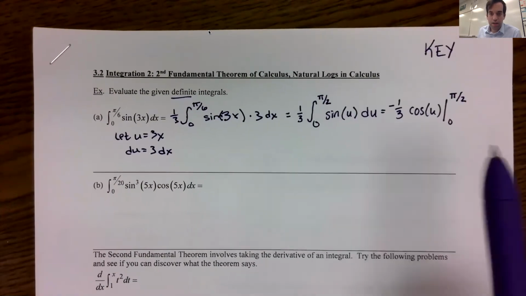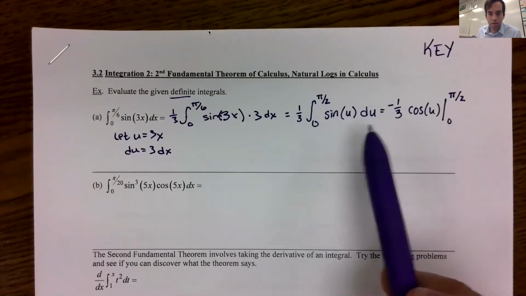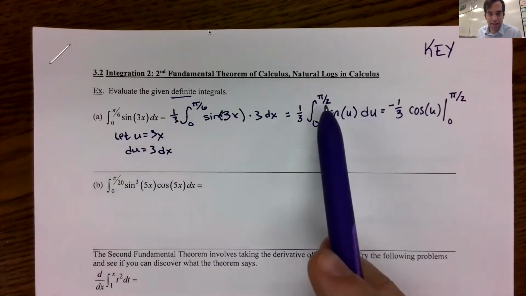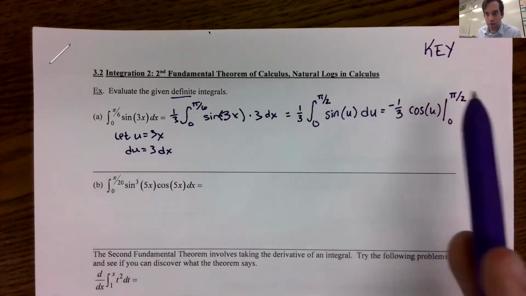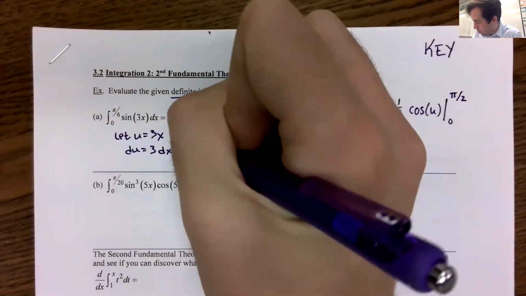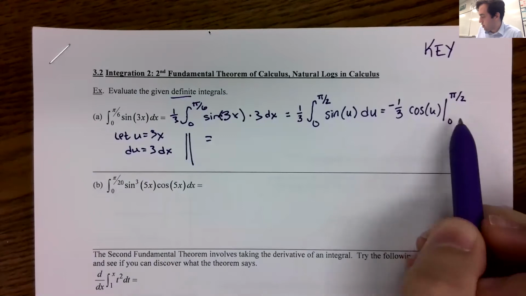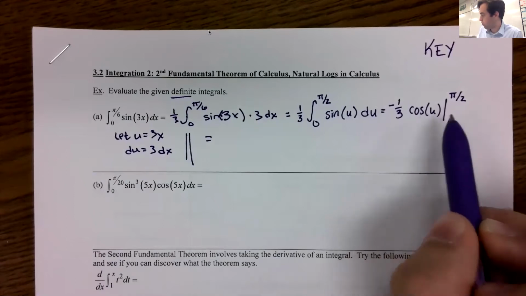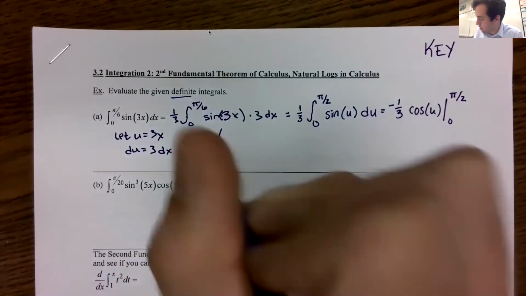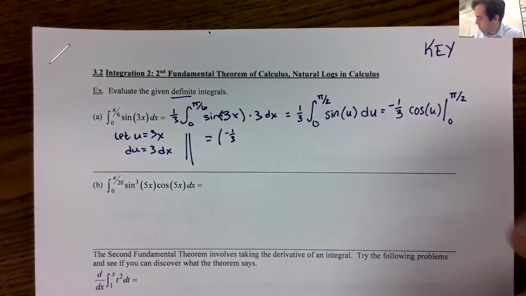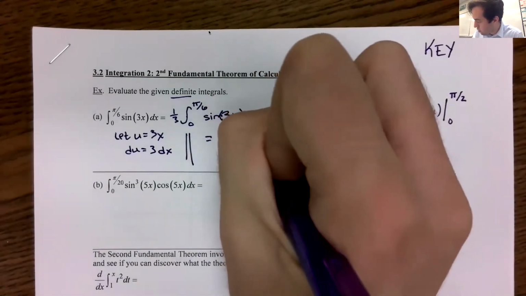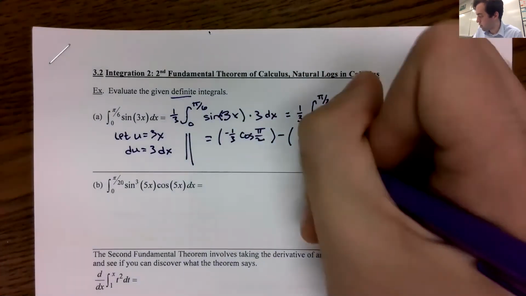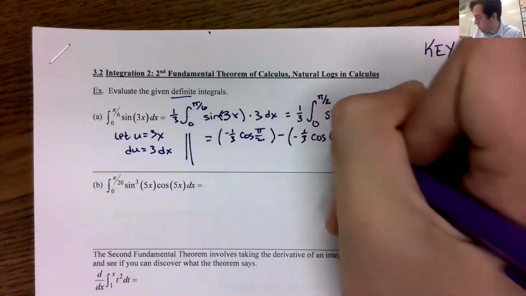And here's the cool thing about this. When we are evaluating u substitution and we have bounds, we have definite integrals, we don't need to change back to x. Now that we've already changed our endpoints, we can just plug them in. So how that will work is we take this whole thing and we plug in pi over 2 minus this whole thing plugging in 0. So we're going to have negative 1/3 cosine of pi over 2 minus negative 1/3 cosine of 0.